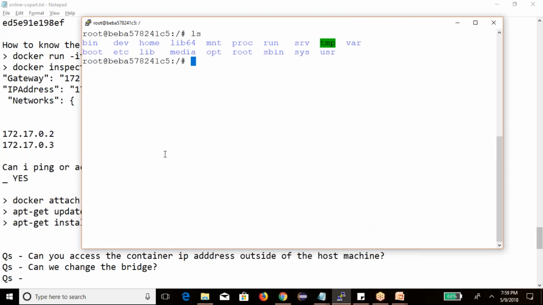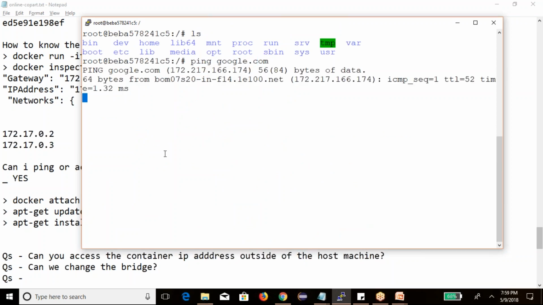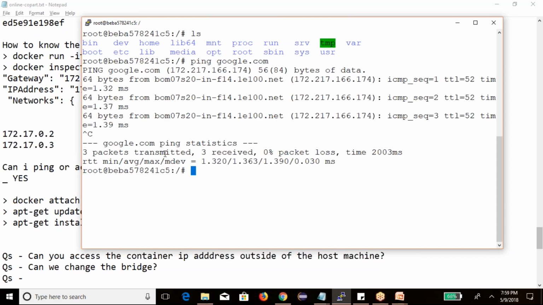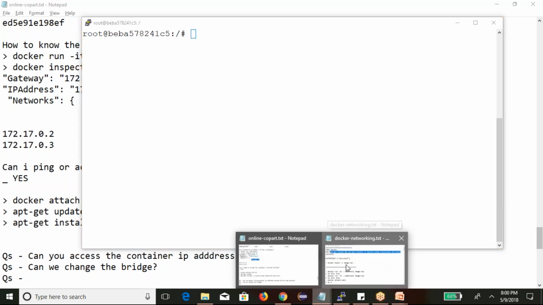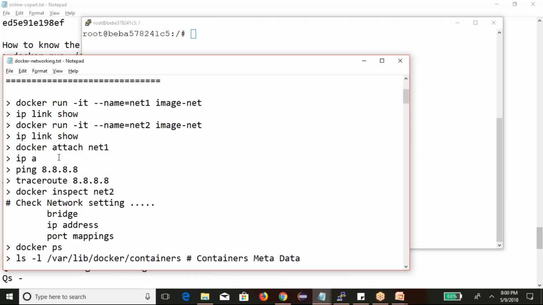That's one thing. Can you ping Google? Let's look at this. See, you can reach out to Google also. You can do the, what do you say? So there's a route command. What is that? I missed that command. That is route -n. The command is route -n.